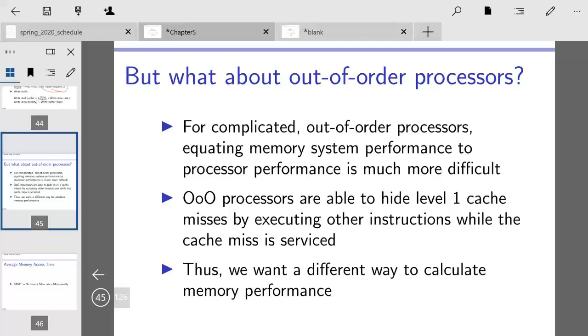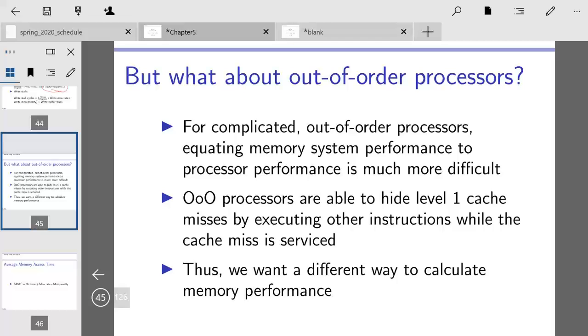The fact of the matter is you have to understand data dependencies and everything that is going on inside your program to actually determine how a cache miss at level 1 or level 2 will affect your overall execution time. It becomes way too complicated.